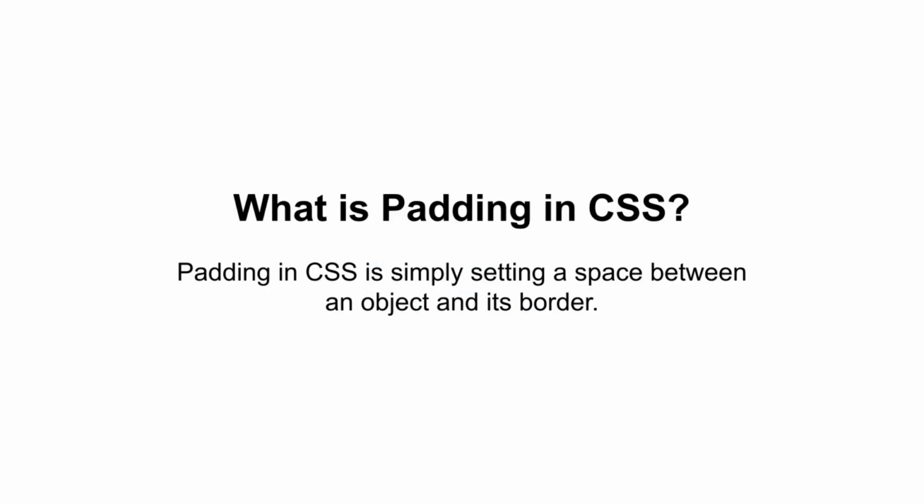In today's video, we will learn about padding in CSS. What is padding in CSS? Padding in CSS is simply setting a space between an object and its border.